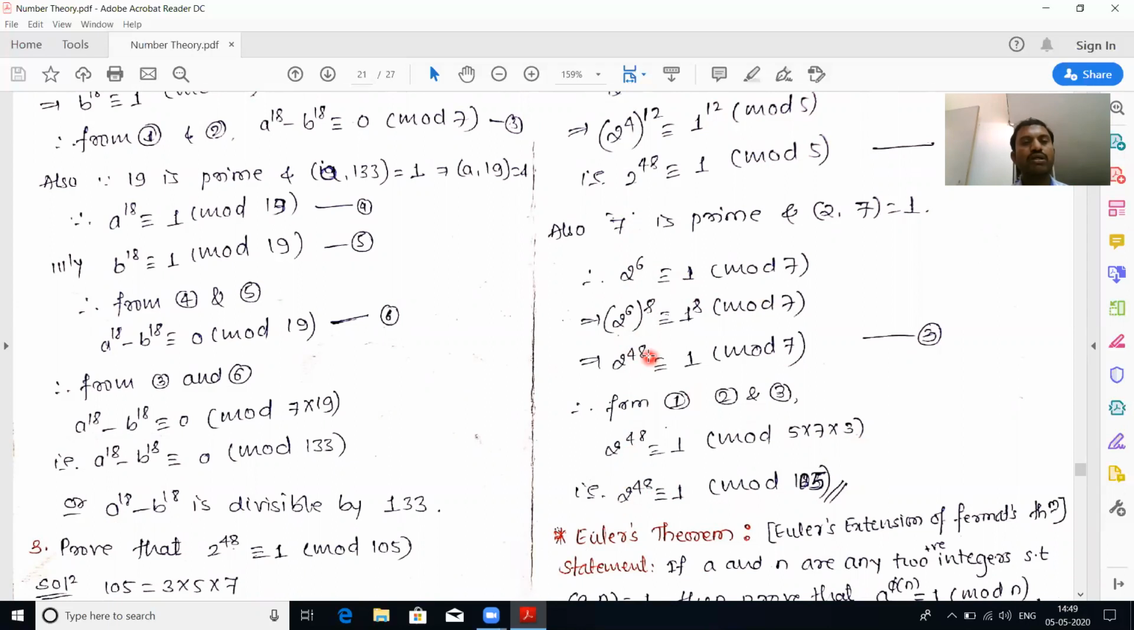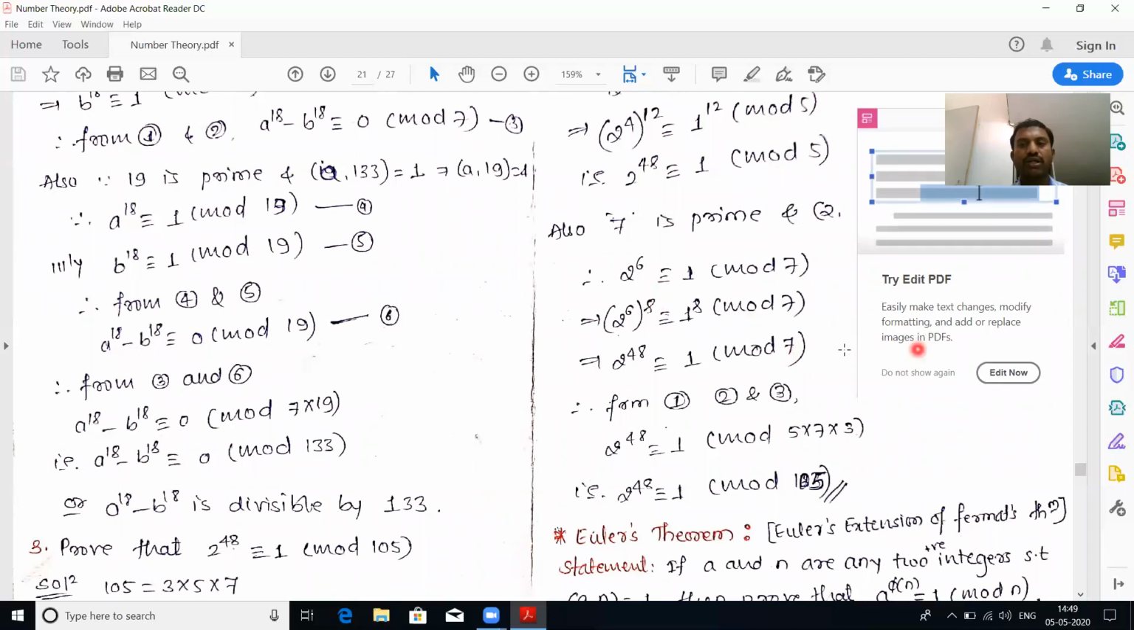Yes, this is about some theorems and examples on Fermat's theorem. The next concept is Euler's theorem, which we will continue in the next class.